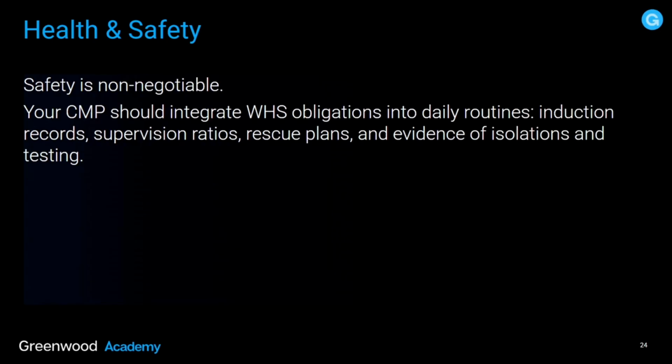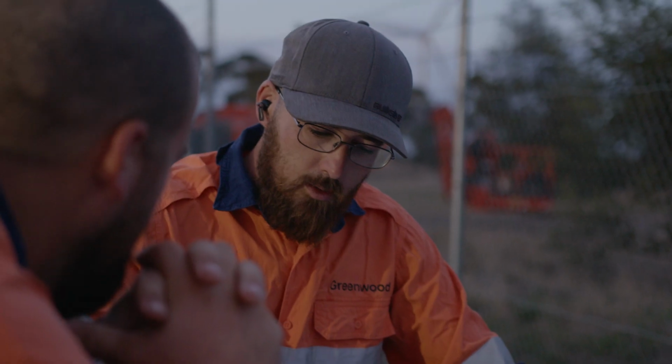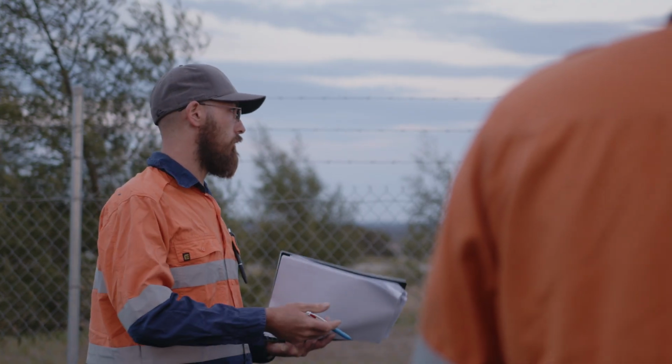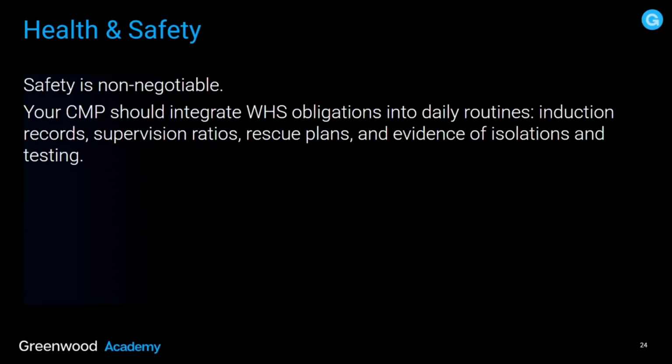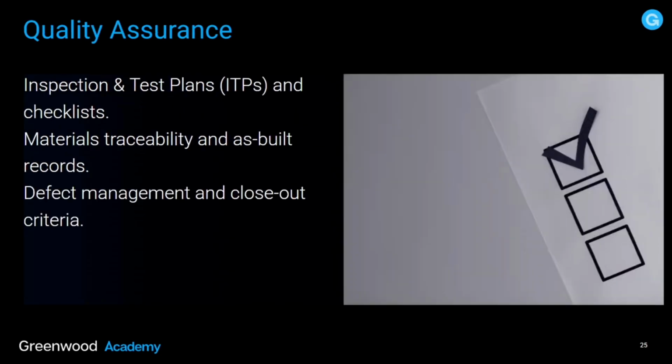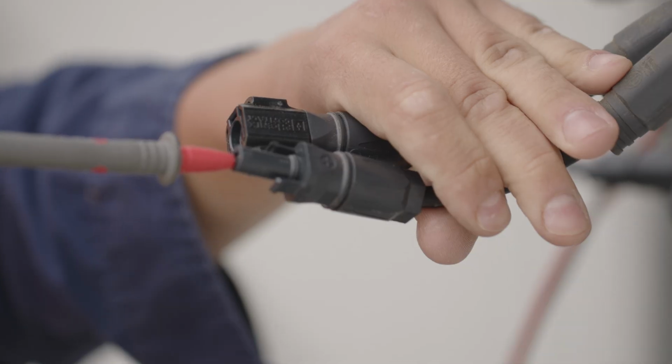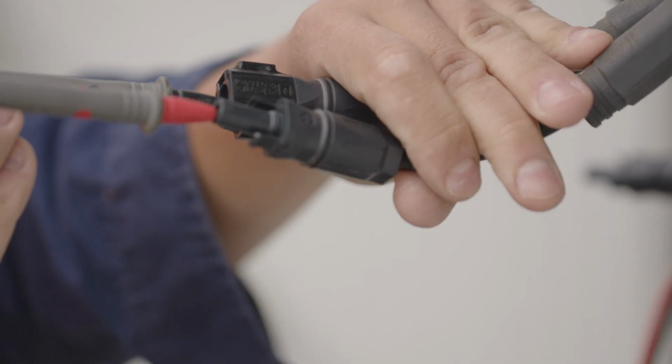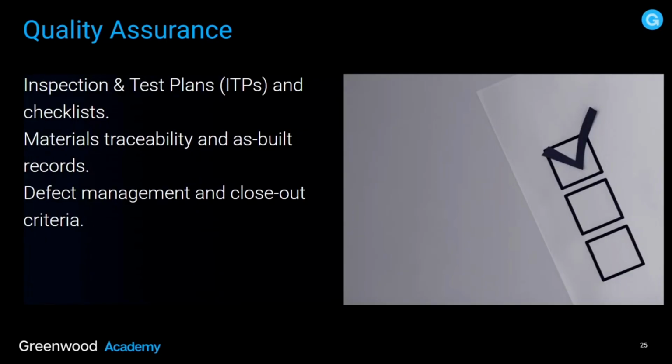Your CMP should integrate WHS obligations into daily routines, induction records, supervision ratios, rescue plans, and evidence of isolations and testing. Quality assurance. Inspections and test plans, ITPs and checklists. Materials, traceability and as-built records. Defect management and closeout criteria.